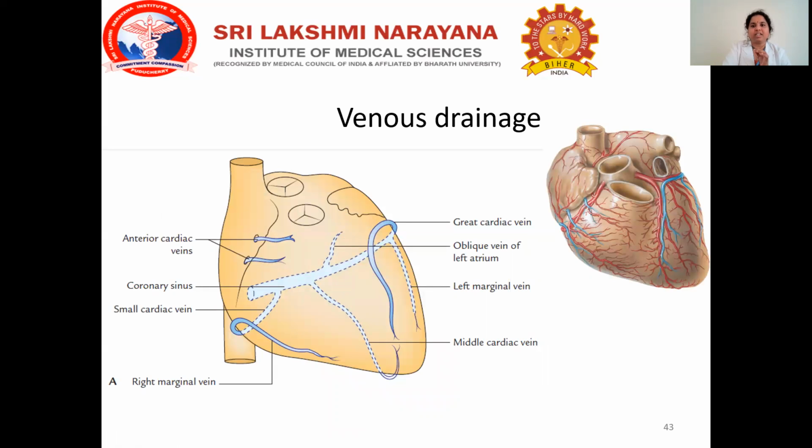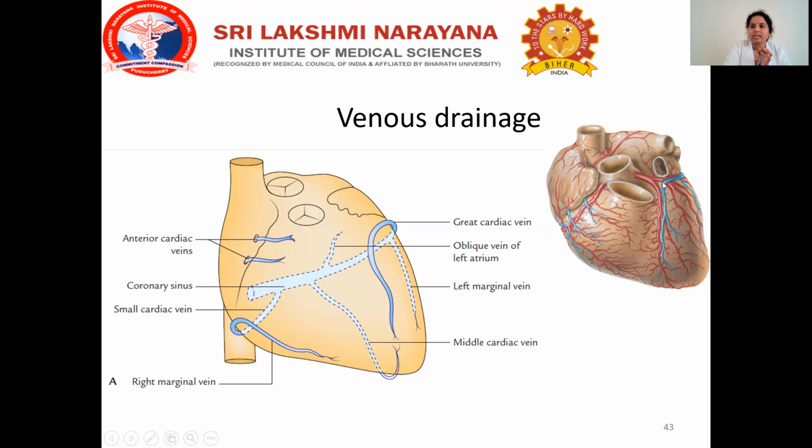Coming to venous drainage of the heart. In the anterior interventricular groove begins the great cardiac vein. This is the anterior interventricular groove. The great cardiac vein begins here along with the anterior interventricular artery or anterior descending artery. This great cardiac vein drains the sternocostal surface of the heart.